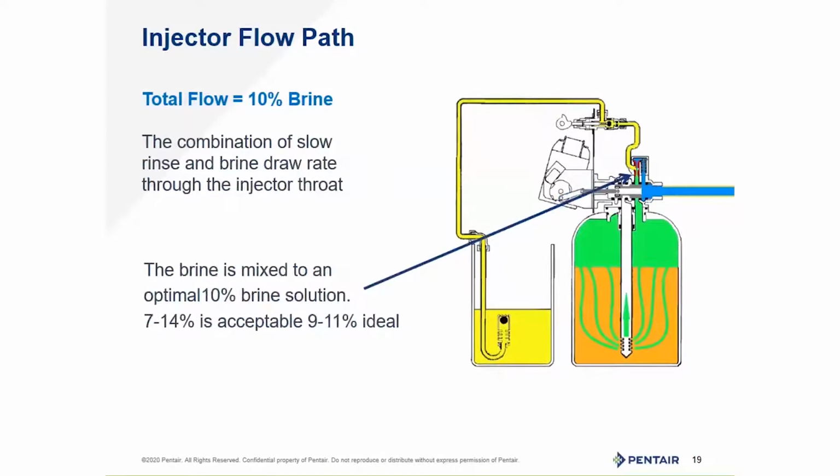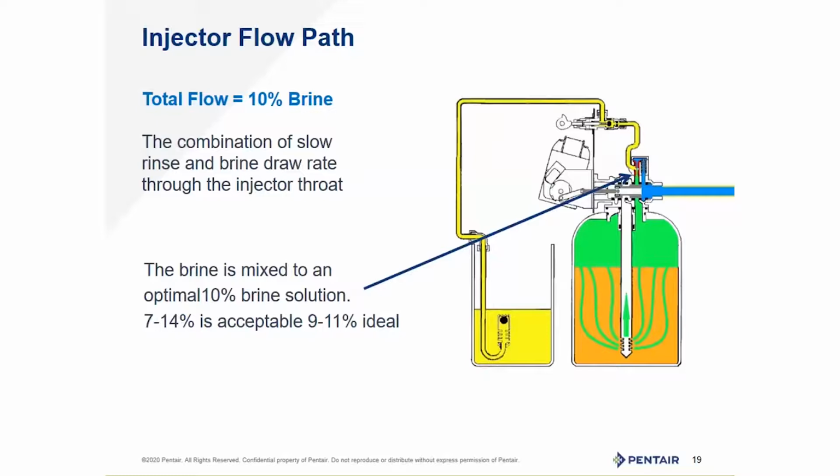So what's going to happen here? Well, we're going to mix this saturated brine solution with incoming water flow, and what we're looking for is an optimal 10% brine solution. 7 to 14% is acceptable, 9 to 11% ideal. And this becomes more critical with the larger the systems or the application if it's commercial or medical.